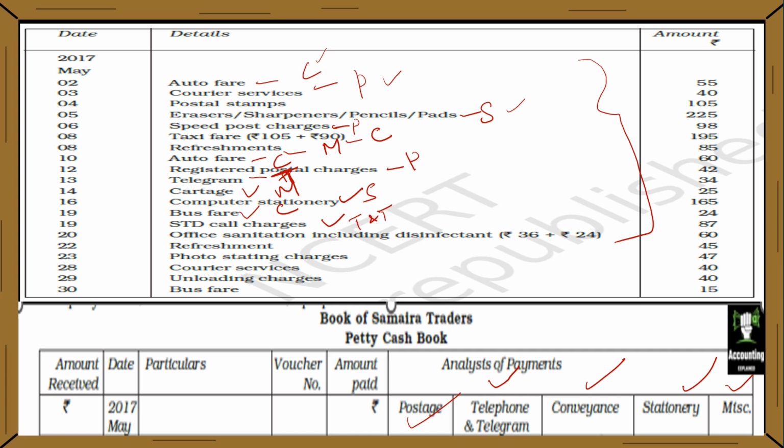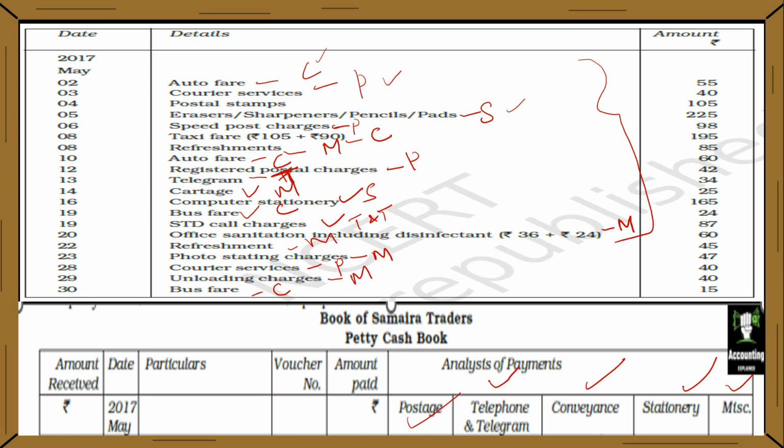Office sanitation including disinfectant goes to miscellaneous, refreshment miscellaneous, photostating charges, which is photocopy or Xerox charges, miscellaneous, courier charges miscellaneous, courier services to postage, unloading charges to miscellaneous, bus fare to conveyance.